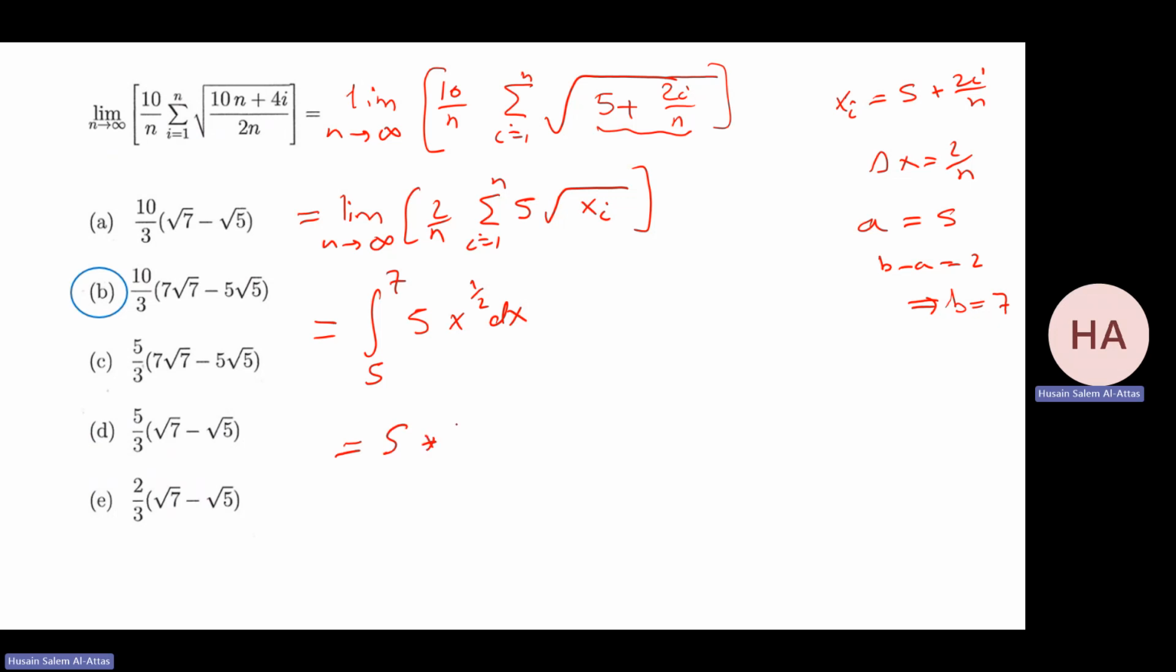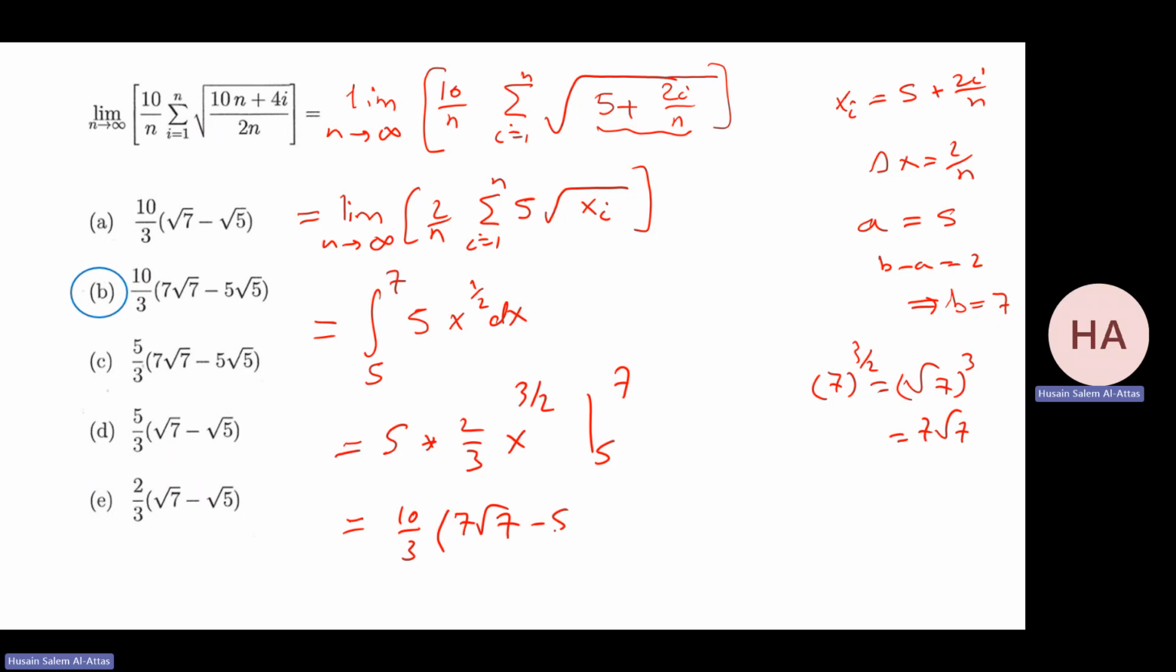That will be 5 times 2 over 3, x to the power 3 over 2 from 5 to 7. That will be what? 10 over 3 times 7 to the power 3 over 2. That will be what? Square root of 7 cubed, which is 7 square root of 7. The same thing with 5. So it will be 7 square root of 7 minus 5 square root of 5, which is this.